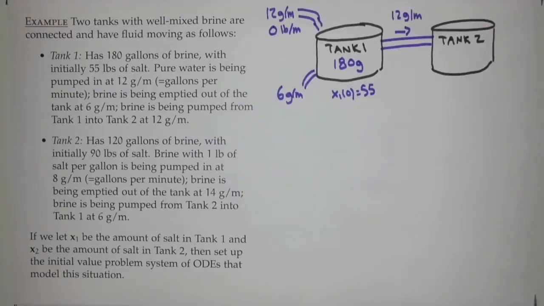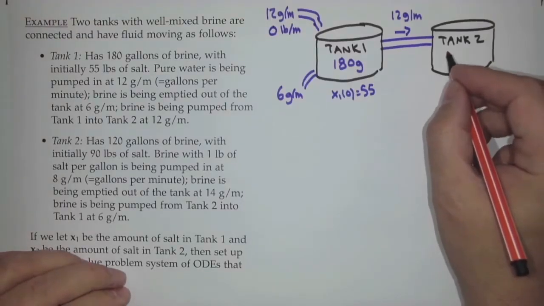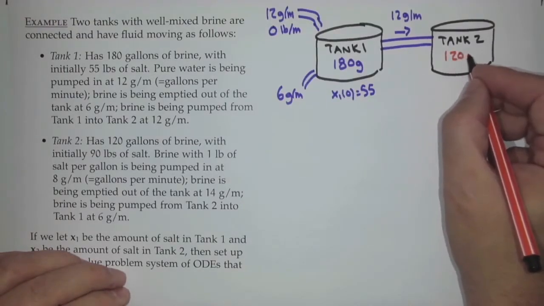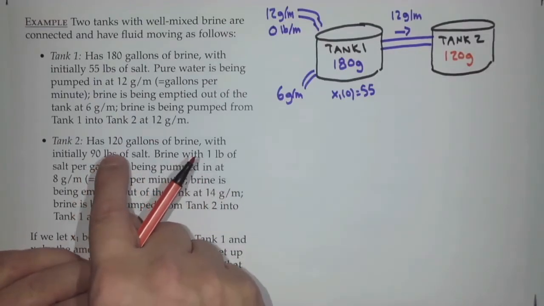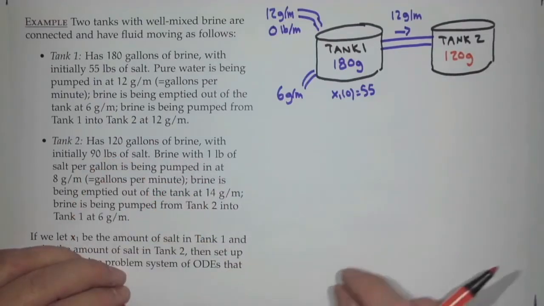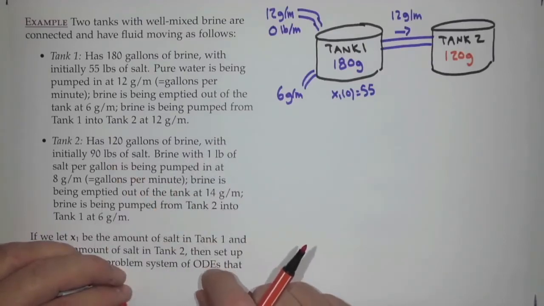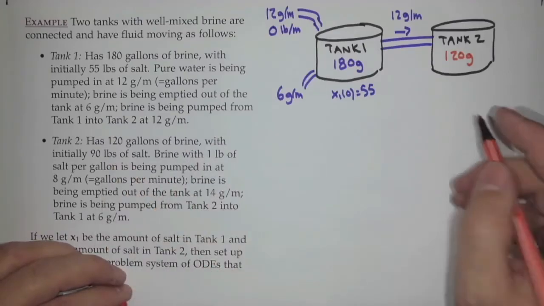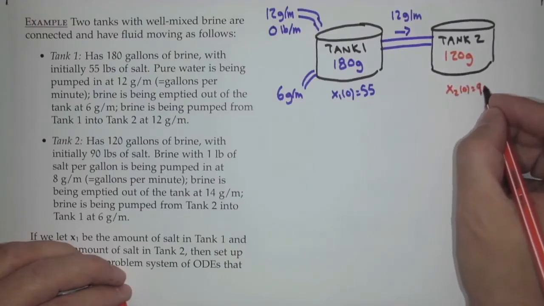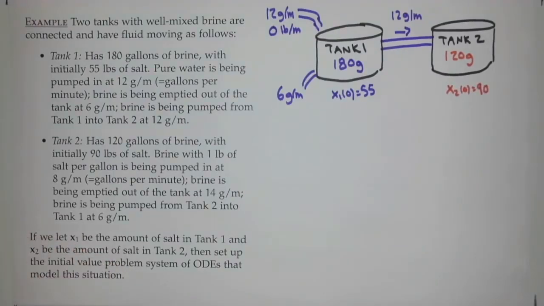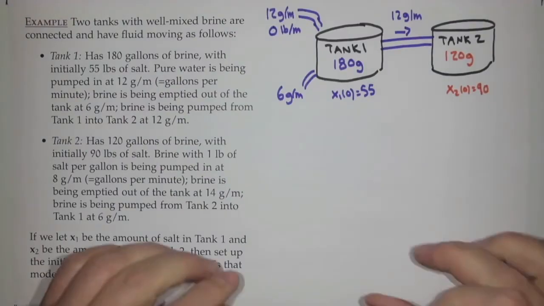Now we switch to tank 2. This has 120 gallons of brine, so it's a little smaller, but that's okay. You know, size doesn't always matter. There's initially 90 pounds of salt. What does that mean? x2 of 0 is 90. Good. Brine with 1 pound of salt per gallon is being pumped in at 8 gallons per minute.